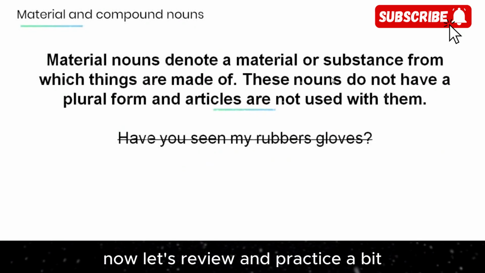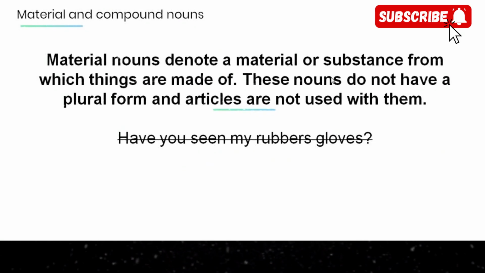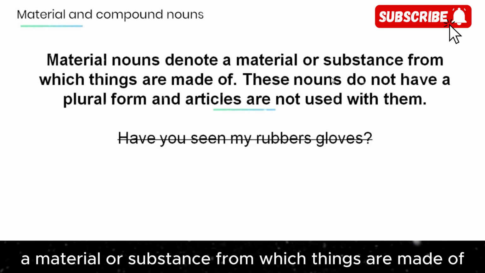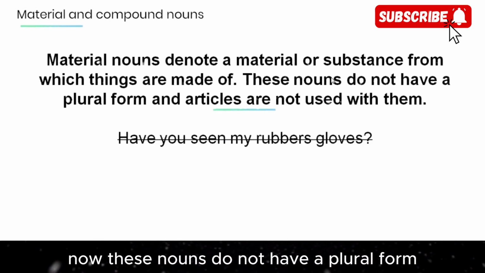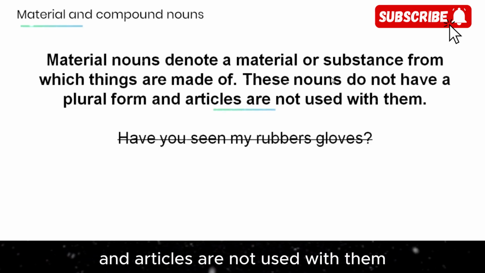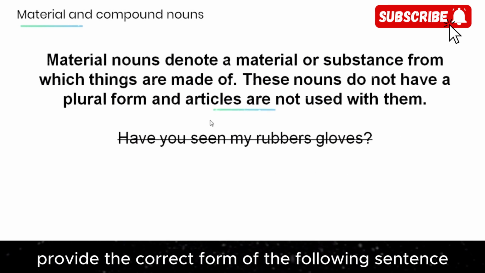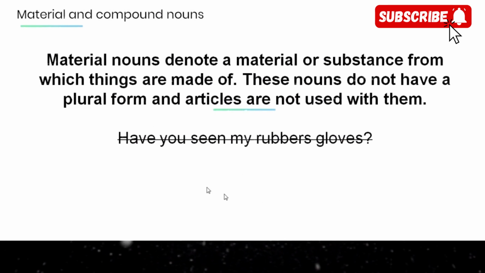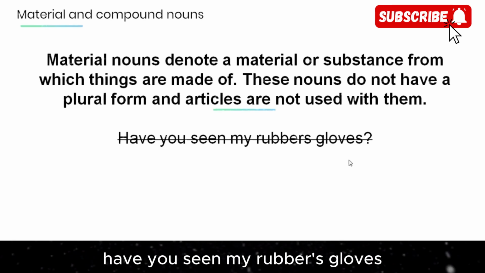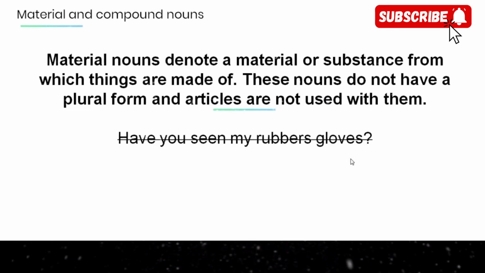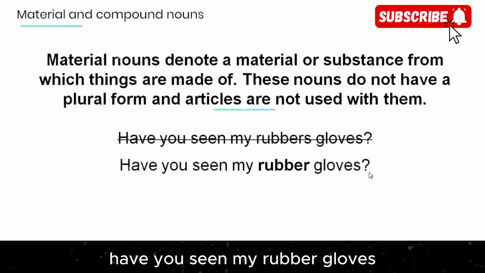Now let's review and practice a bit. Remember, the material nouns denote a material or substance from which things are made of. Now, these nouns do not have a plural form, and articles are not used with them. Provide the correct form of the following sentence. Have you seen my gloves? Have you seen my rubber gloves?